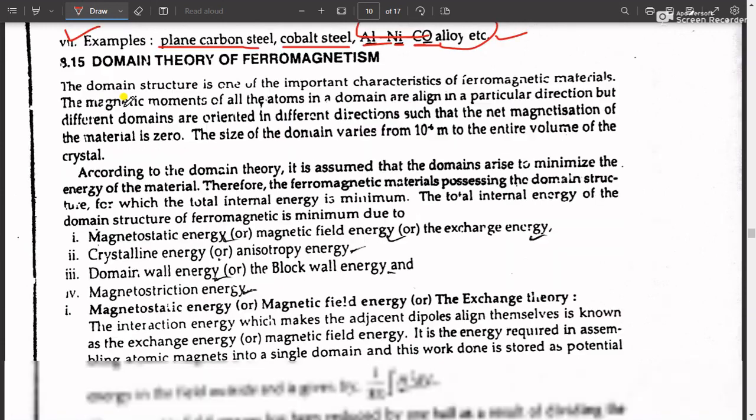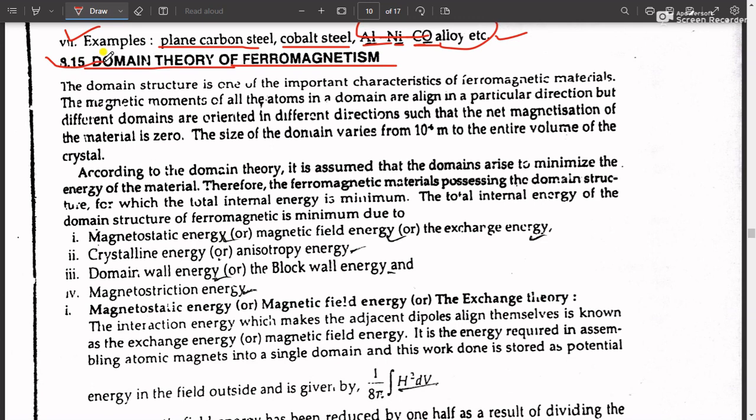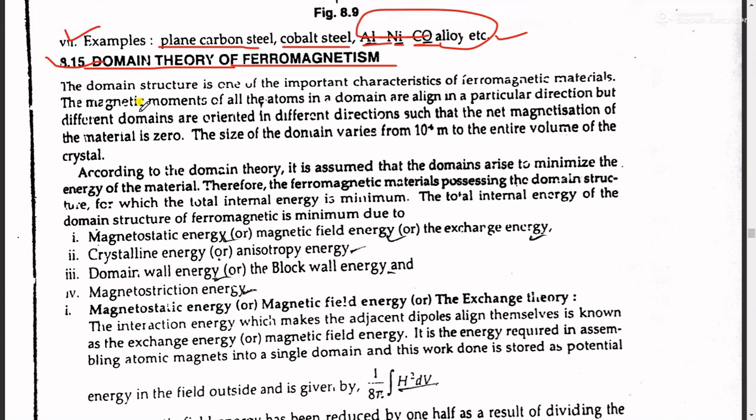Domain theory of ferromagnetism. This is a theory of ferromagnetism. The domain structure is one of the important characteristics of ferromagnetic materials. The magnetic moments of all the atoms in a domain are aligned in a particular direction, but different domains are oriented in different directions, such that the net magnetization of the material is 0. The size of a domain varies from 10 raised to minus 6 meter to the entire volume of the crystal.